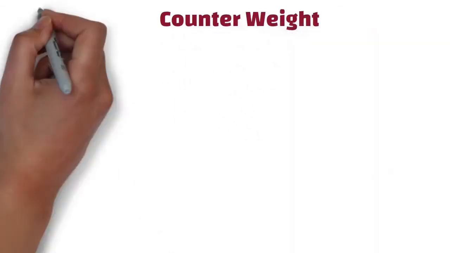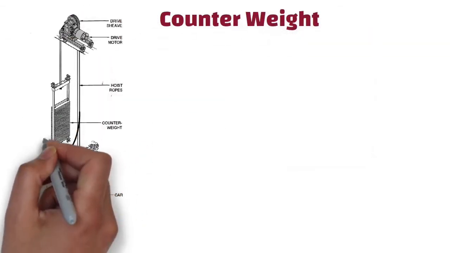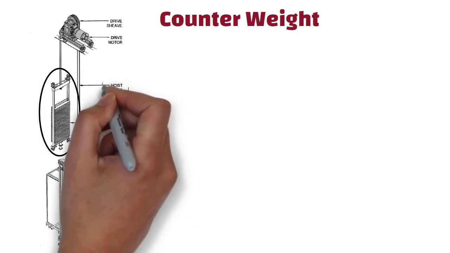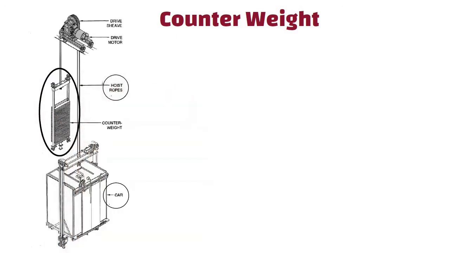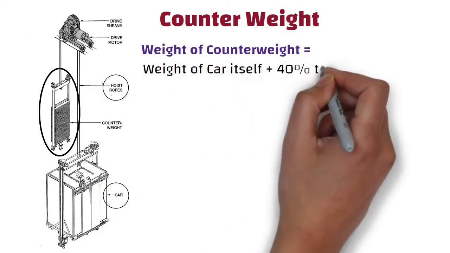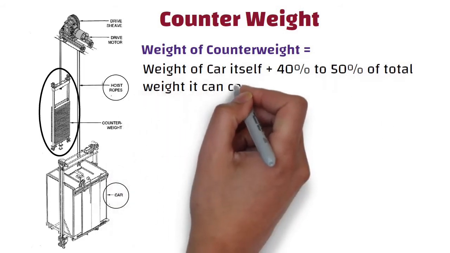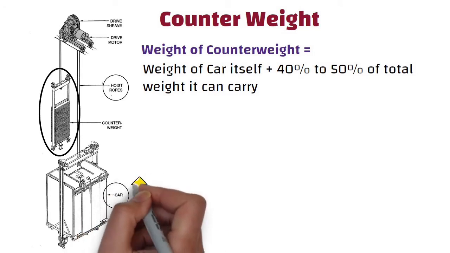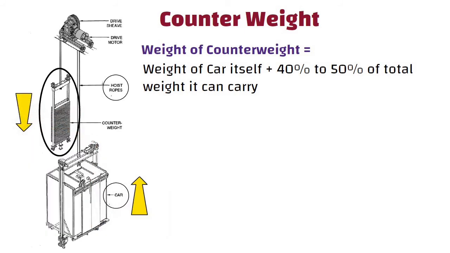Counterweight. It is a unit consisting of steel weights which counterbalance the weight of the car and to which the suspension ropes are attached. The weight of the counterweight is equal to the weight of the car itself plus 40 to 50% of the total weight it can carry. You can see in this picture, the car is located here. When the elevator car goes up, the counterweight goes down and vice versa, which helps in three ways.